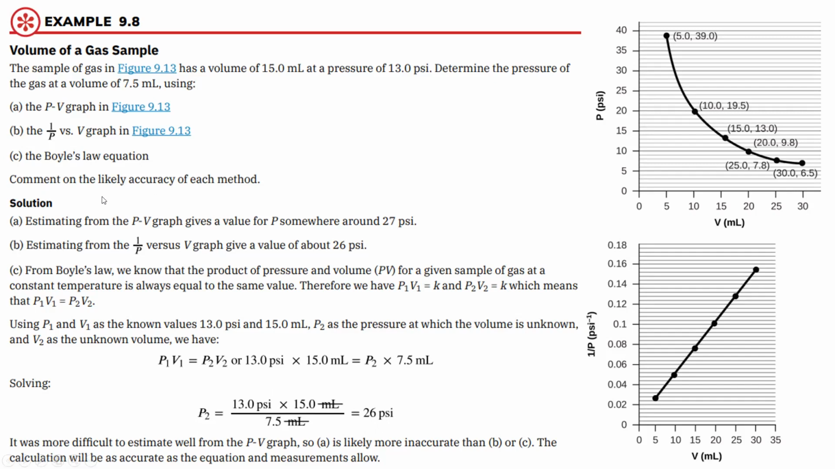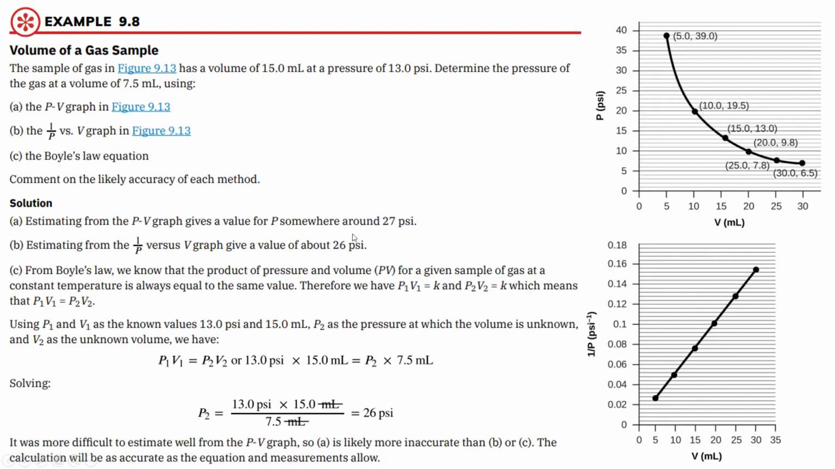And then it also asks us to comment on the likely accuracy of each method. I would say, when we're looking at the graphs, in this case it's a little tough just because it's an image on a slideshow. But typically, I would say the inverse graph is going to be a little bit easier to work with just because it's a straight line. It's a little bit easier to estimate where that point's really going to be.